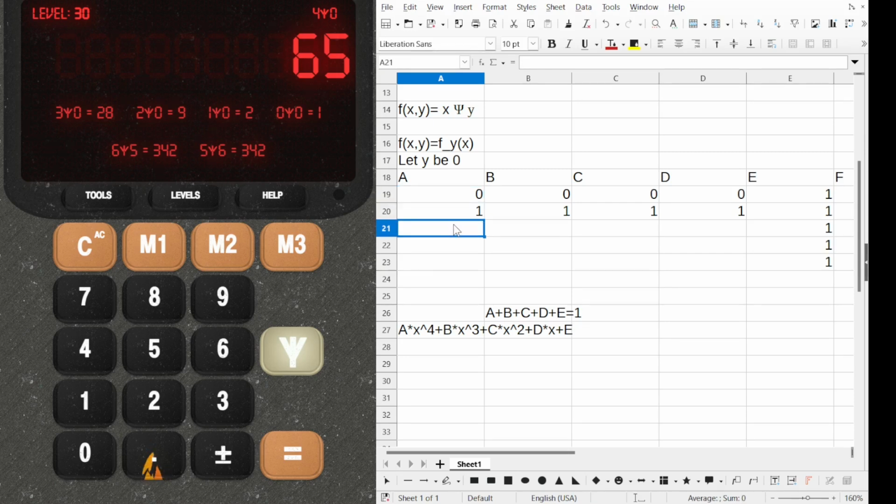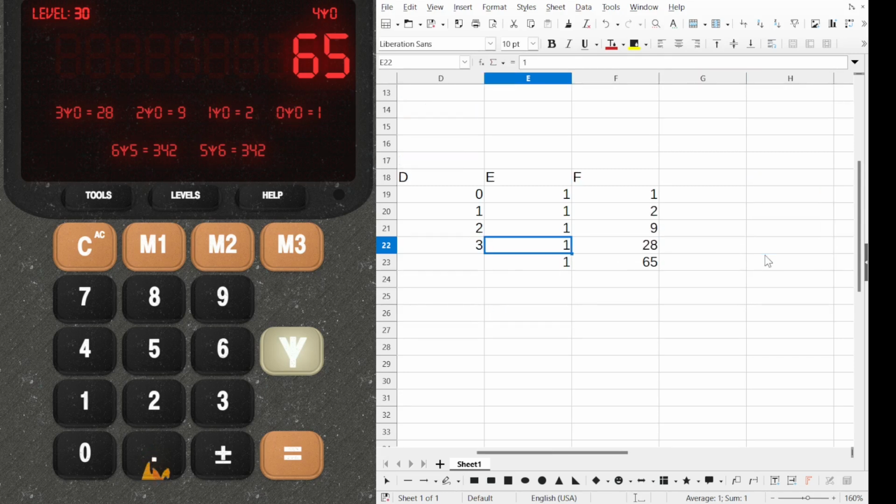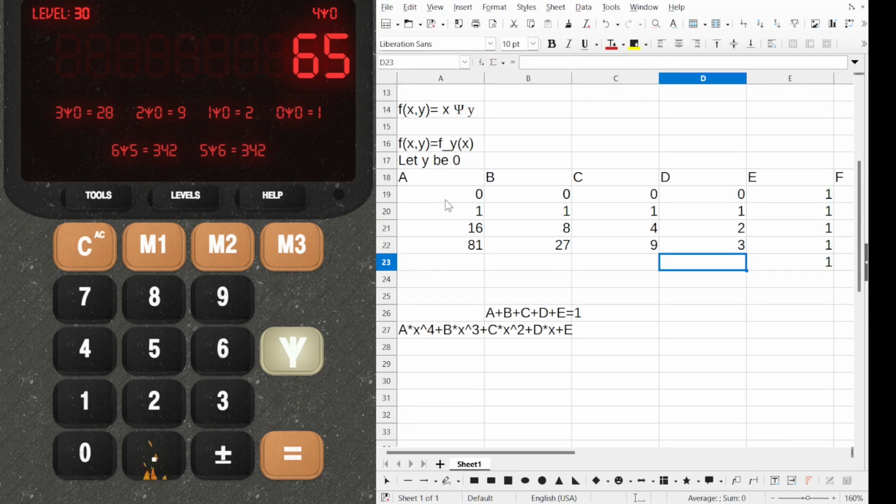So 2, 4, 8, 16. 16, 8, 4, 2. It's really been a long time. I need to refresh these things. Lastly, 3, 9, 27, 81. 81, 27, 9, 3, 1. One more. 0, 1, 2, 3, 4.